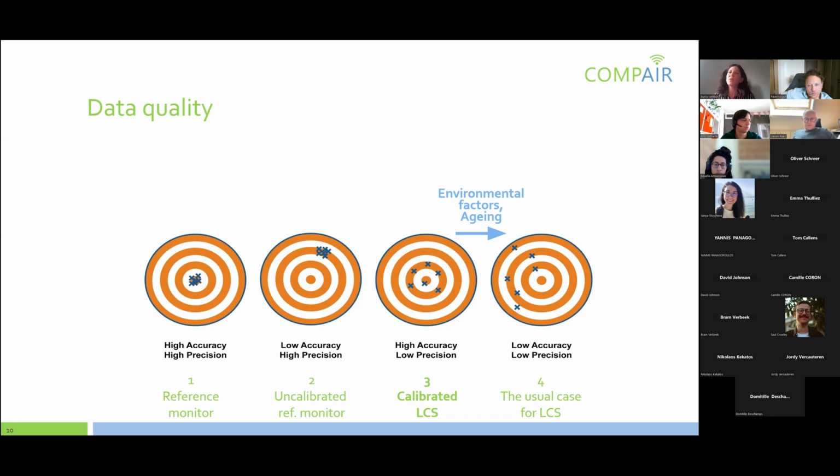And what's important also to realize is that, let's say you do a calibration at one time point, but environmental conditions are changing, or maybe the sensor components that you're using are aging. So that means that your calibrated local sensor, number 3, can still move towards 4. And for that, depending on how long your deployments will be, you may have to try different approaches in order to make sure that you stay in number 3.